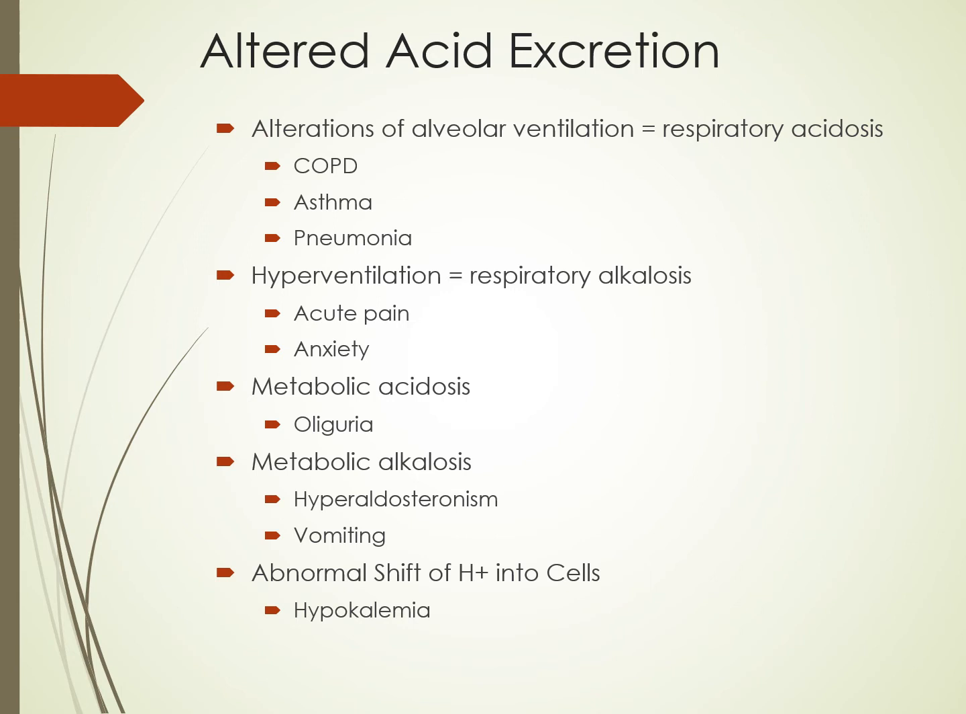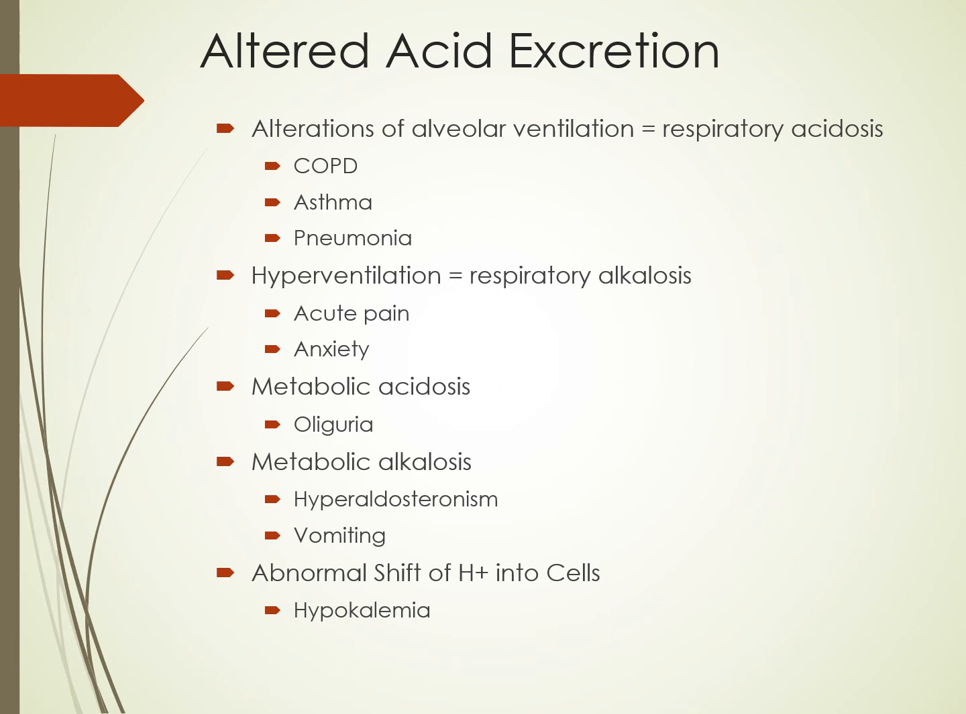In summary, risk factors for altered acid excretion include respiratory or other conditions that interfere with the ability to excrete enough carbonic acid, conditions causing hyperventilation that excrete too much carbonic acid, kidneys that are unable to excrete enough metabolic acid, and situations in which the kidneys or repeated episodes of vomiting remove too much metabolic acid from the body.